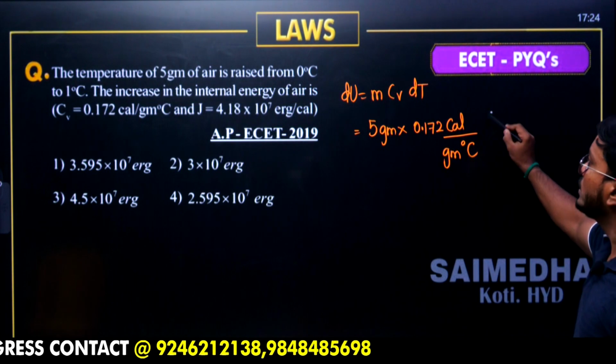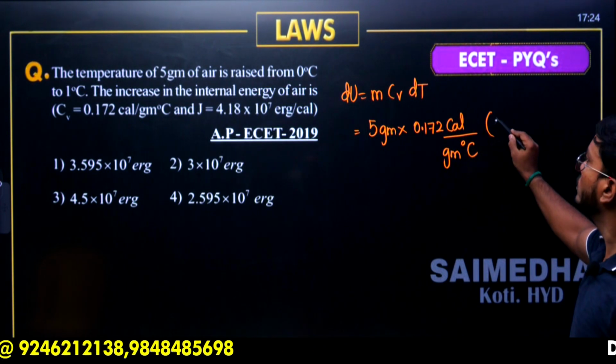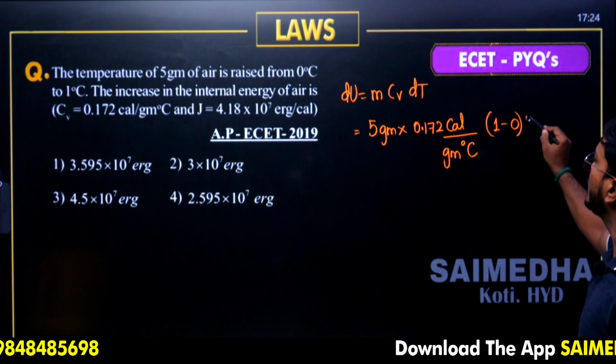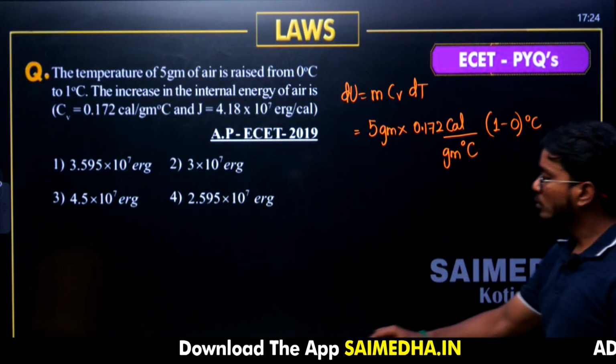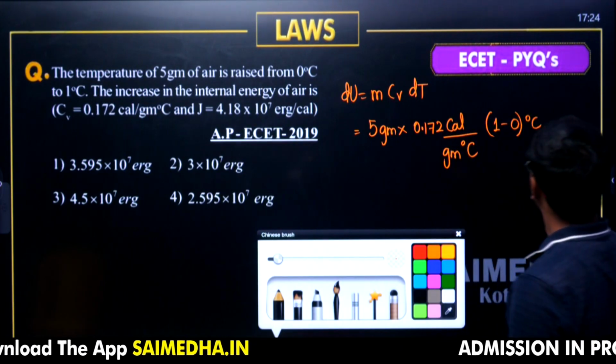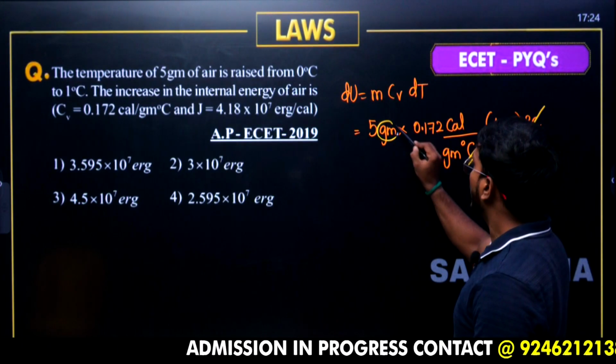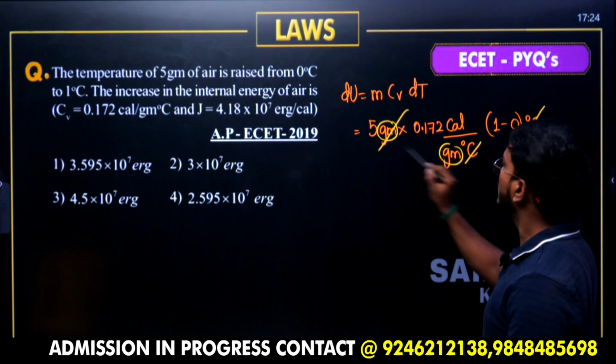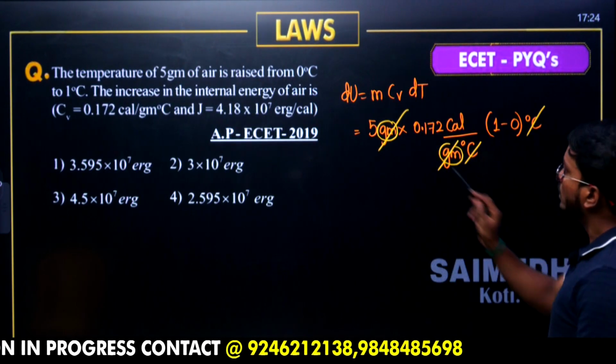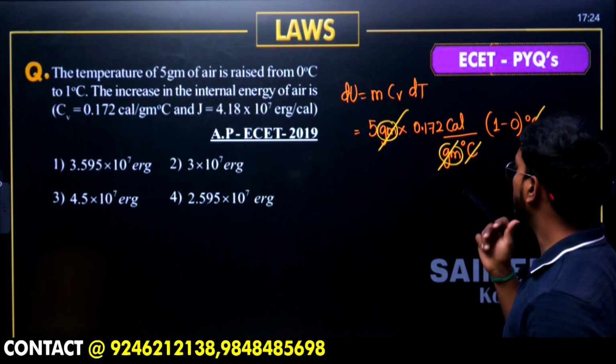Change in temperature is 1 minus 0. 1 minus 0, this is degree Celsius. So what happens to degree Celsius now? Degree Celsius gets cancelled. What happens to the gram now? Both get cancelled. So now you need to multiply this, 5 into 0.172.